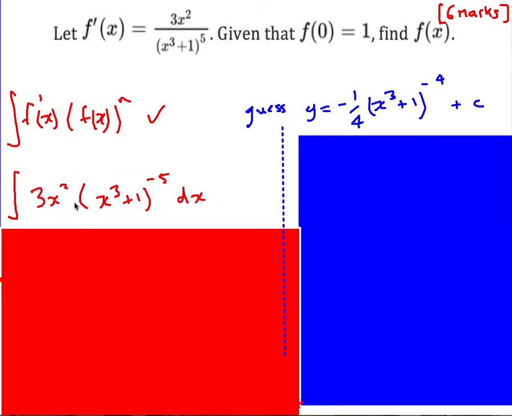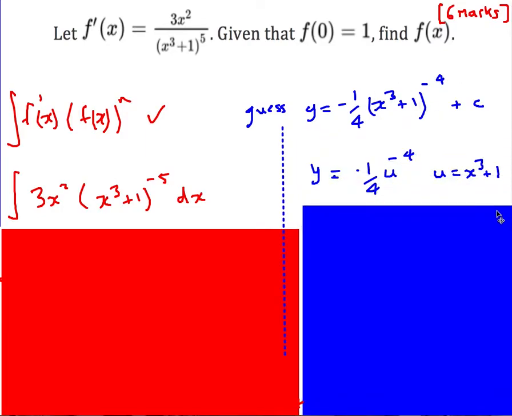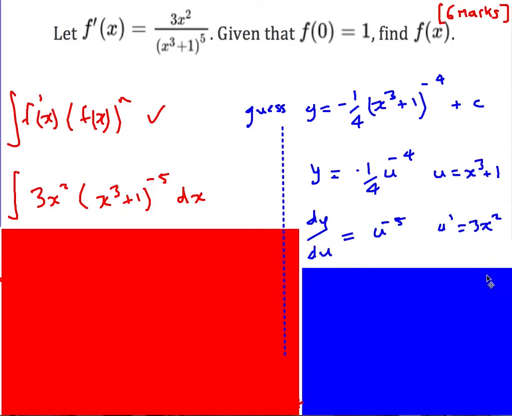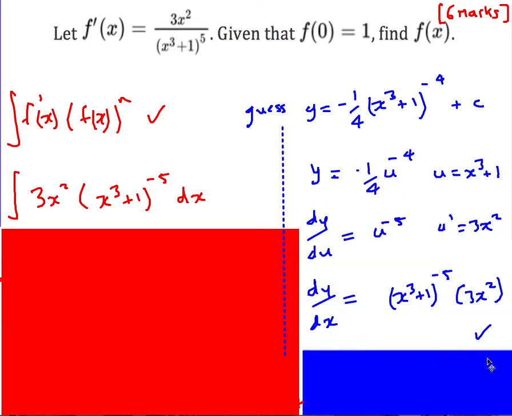Well, first off, I'm just going to rewrite it like this. I'm going to rewrite it as 3x squared times bracket x cubed plus 1 to the power minus 5. So that's in the correct form. So I'm going to use my little rule. I'm going to increase this power by 1 and divide by the new power. So that's what I'm guessing. And then if I use the chain rule, I'm going to get this, and I get the answer. That's it. Done. So there's my guess.